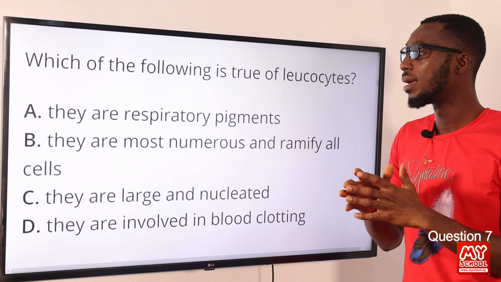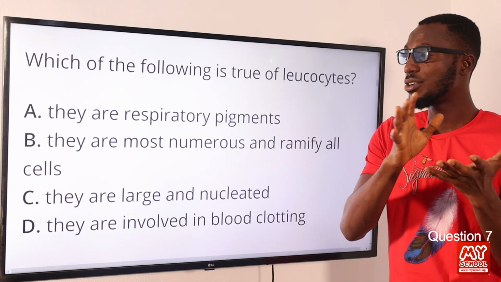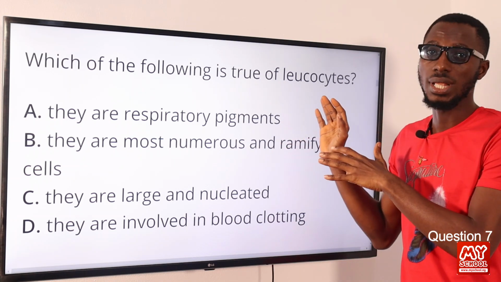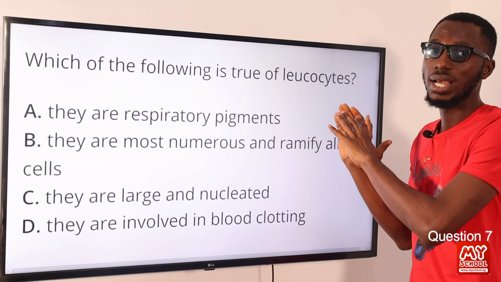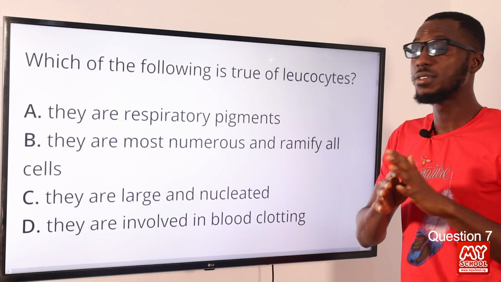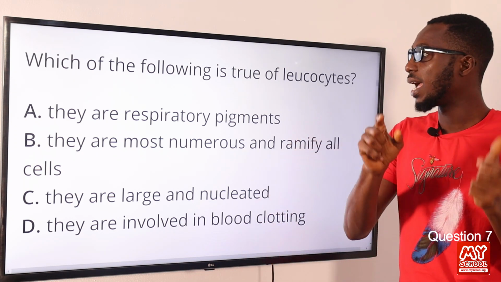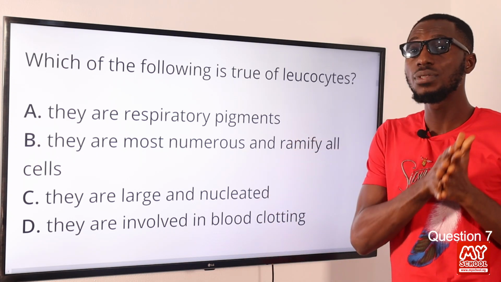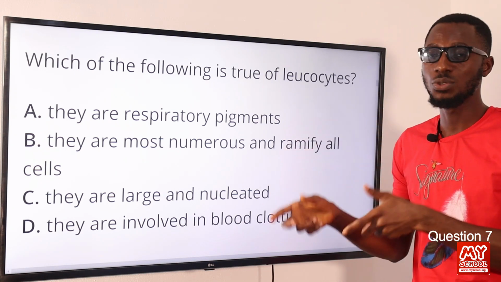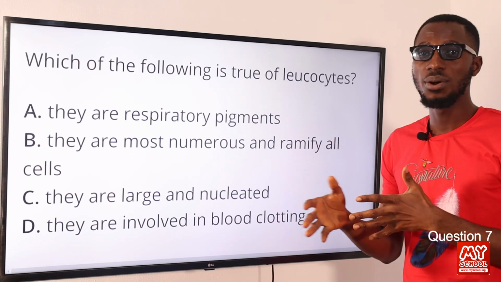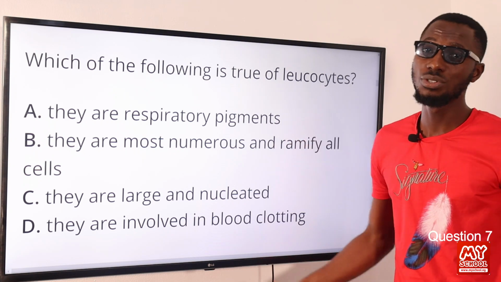When you compare the numbers of the white blood cells to the red blood cells, that is the leukocytes to the erythrocytes: for the erythrocytes, we are looking at about 5 million per cubic millimeter. Then for leukocytes, we are looking at about 7,000 per cubic millimeter. So we can see that the red blood cell is much more in number compared to the white blood cell. So let's count through the options together.